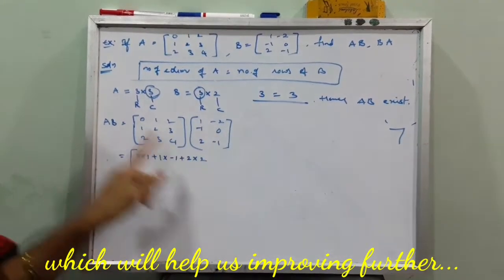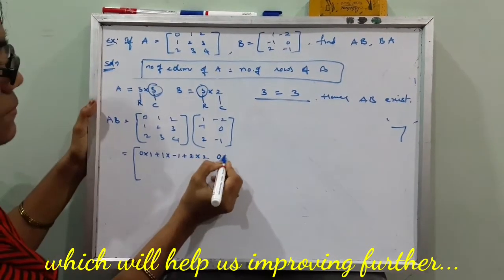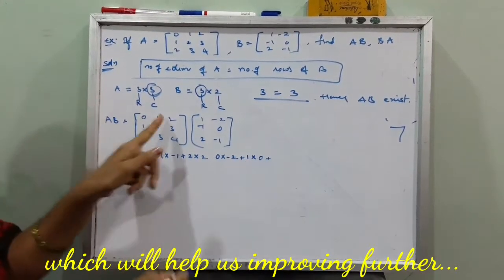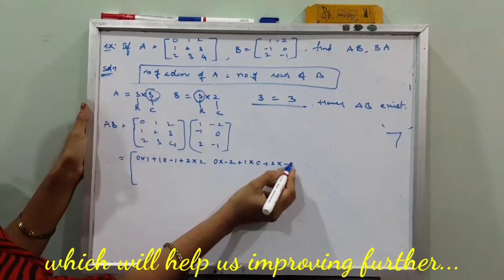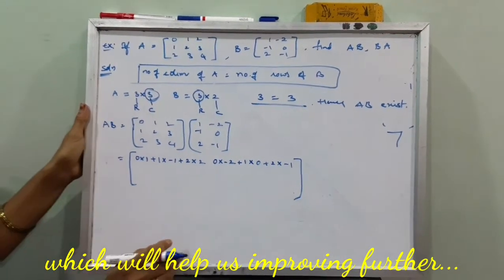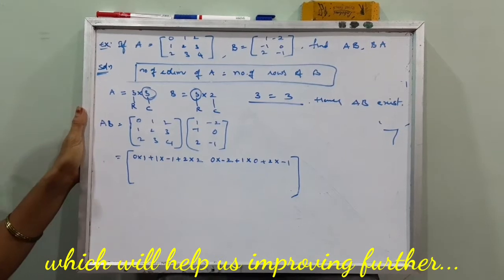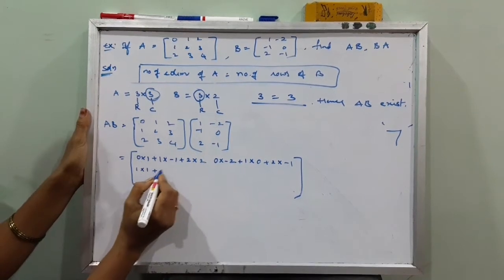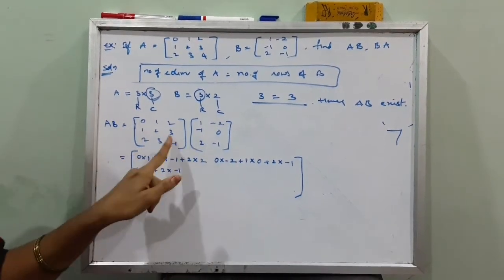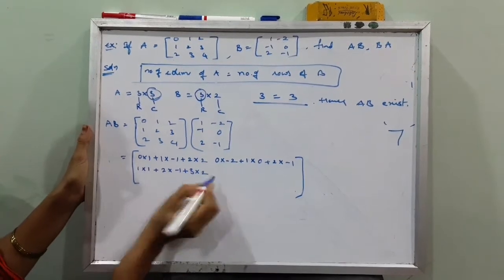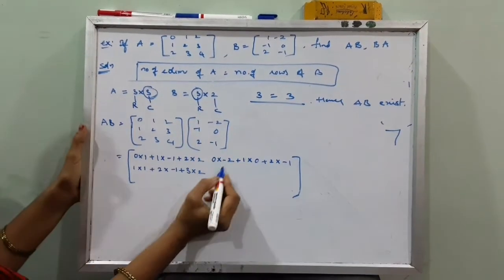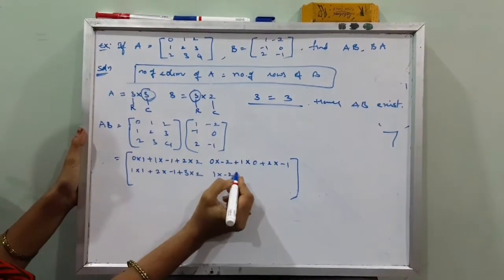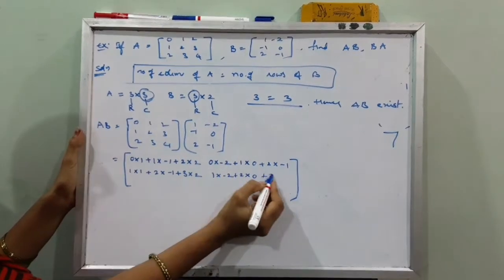Now first row, second column: 0 into minus 2 plus 1 into 0 plus 2 into minus 1. Second row by first column: 1 into 1 plus 2 into minus 1 plus 3 into 2. Second row by second column: 1 into minus 2 plus 2 into 0 plus 3 into minus 1.